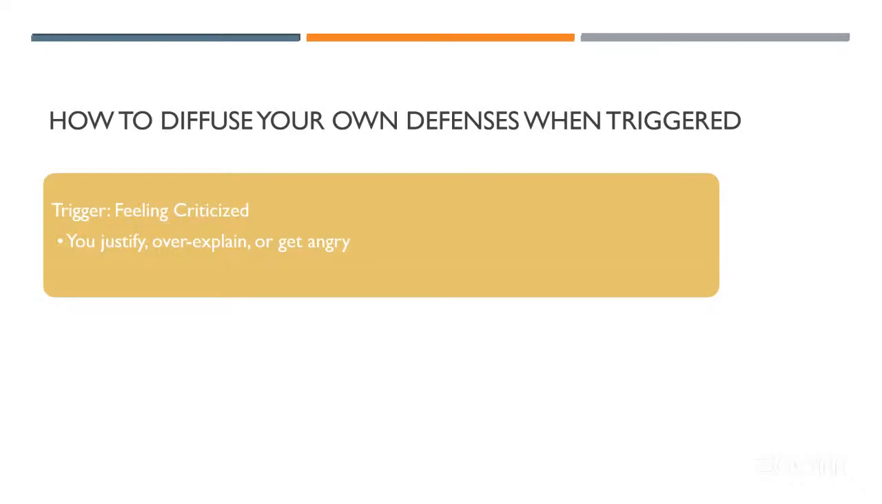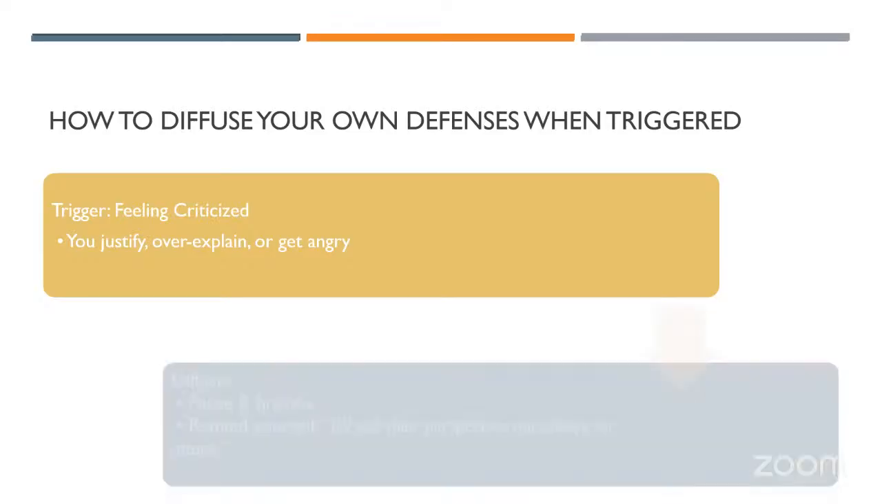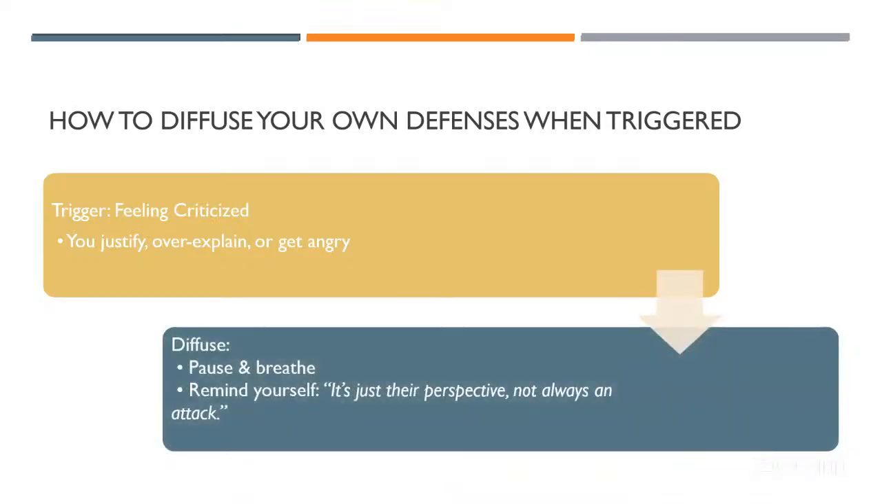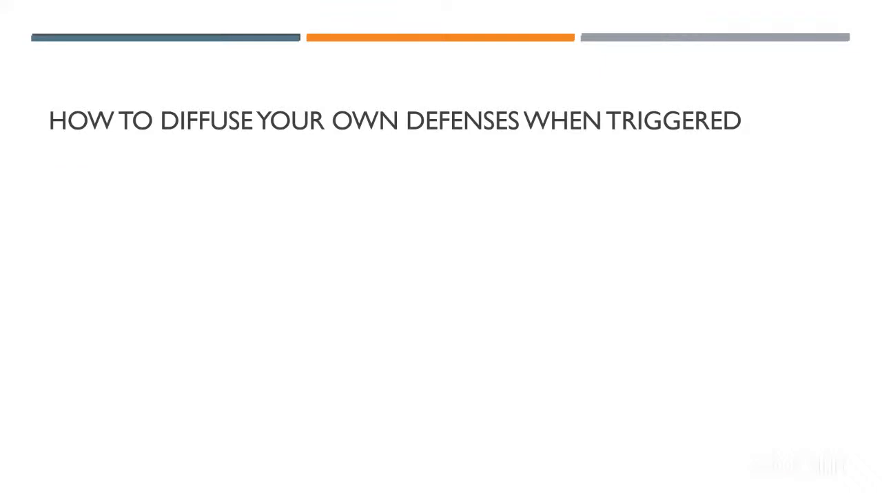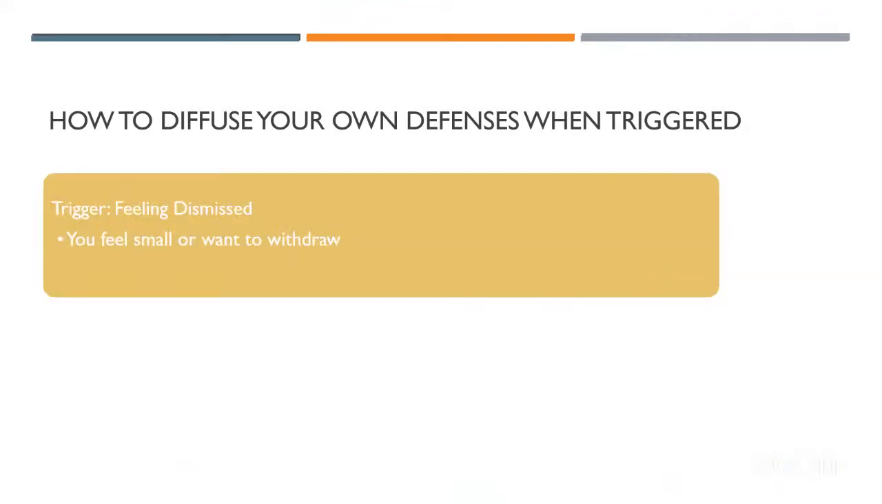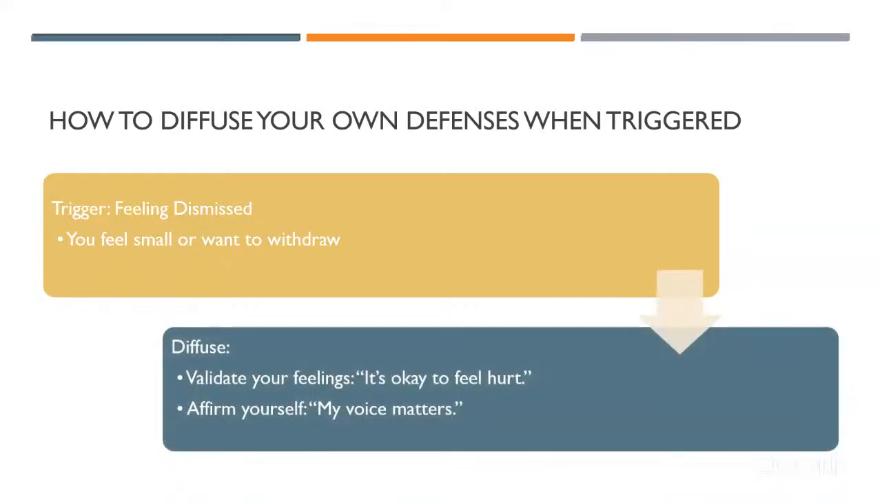For example, one trigger: you feel criticized. You justify, over-explain, or get angry. Instead, try to diffuse. Pause, breathe, remind yourself it's just their perspective, not always an attack. Another example is feeling dismissed. You feel small or want to withdraw. The best action is to validate your feelings. It's okay to feel hurt. Affirm yourself, my voice matters.